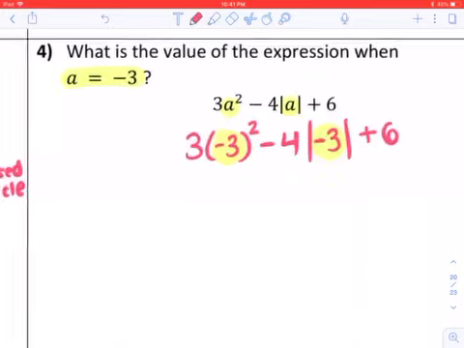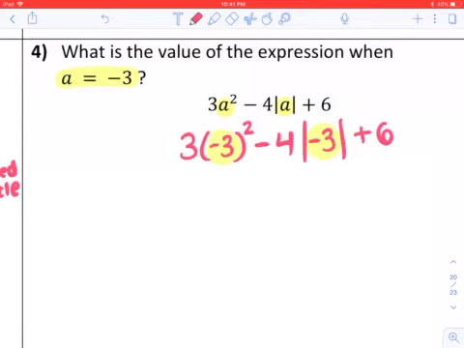We could use our brains to do this, which we'll do first, but then I can also show you how we can do it in the calculator. So -3 squared, that's -3 times -3, that's +9. So we have 3 times 9 minus 4, and absolute value is taking the positive value. So the positive equivalent of -3 is +3.